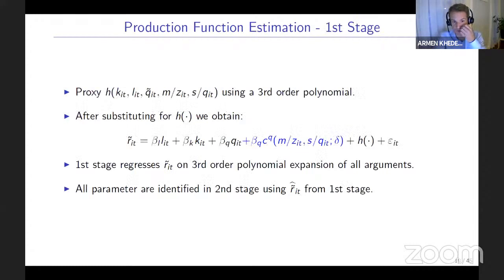So in the first stage, what we're going to do is proxy this h function, which again proxies the productivity term that the firm uses in order to decide its purchases, using a third order polynomial. And when we then plug that into the production function, we have this h here. In the first stage, we're just going to estimate this equation by having a third order polynomial expansion of all the arguments in this equation. And obviously, we cannot identify any parameter here. All the parameters are going to be identified in the second stage.